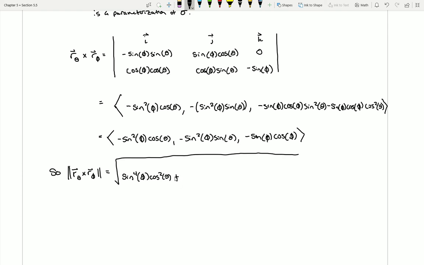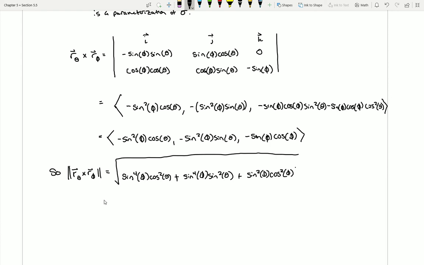I'm then going to end up with plus a sine to the 4th phi sine squared theta. And finally, I'll end up with a sine squared phi cosine squared phi. So this is what I have now, and I can go ahead and think about how I might begin to try to simplify this down.